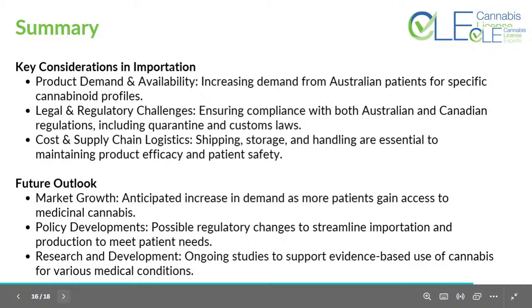So in summary, key considerations for importation from the Australian side is product demand and availability. There's an increasing demand from Australian patients for specific cannabinoid profiles, and they are hunting the world for those. There are your legal and regulatory challenges.